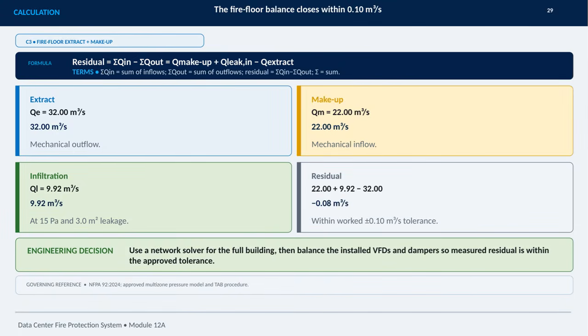The engineering decision is not to treat this single floor calculation as the complete building solution. Instead, a network solver should be used for the full building, followed by balancing the installed variable frequency drives and dampers, so the measured residual meets the approved tolerance. The governing reference is NFPA 92:2024, together with the approved multi-zone pressure model and testing, adjusting, and balancing procedure.